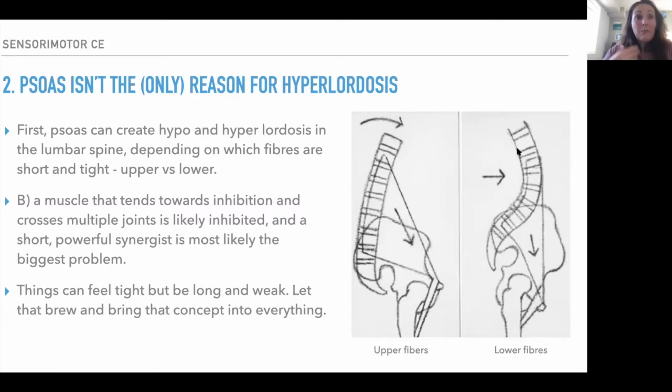Psoas, like multiple different muscles, has different fibers. They have upper fibers here in psoas and lower fibers, and you can see them here. These are the upper fibers, and these are the lower fibers. They have a different orientation. They cross different sets of joints, and they do different things.